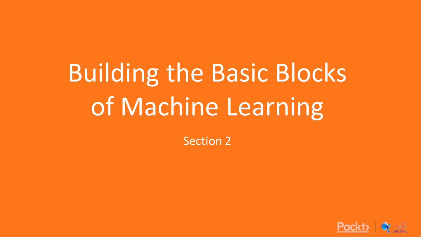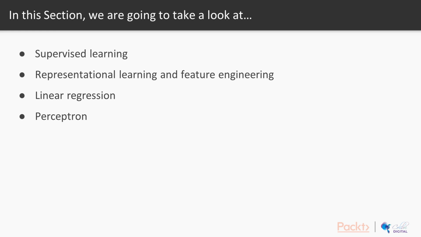We're starting a new section about building the basic blocks of machine learning. In this section, we're going to take a look at number 1, exploring supervised learning, number 2, representational learning and feature engineering, and then look at linear regression and the perceptron and how it's related to building deep learning models.